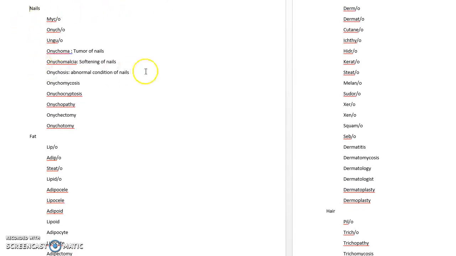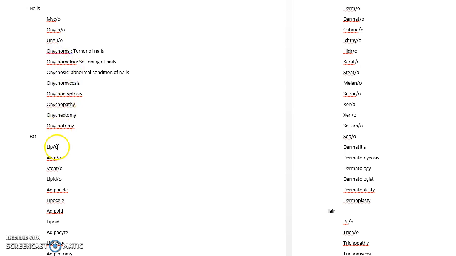I've kind of broken them down into categories, but this is pronounced myco, onycho, ungual, onychomalacia, onychosis, onychomycosis, onychocryptosis, onychopathy, onychectomy, onychotomy. So you can see there some of the suffixes like tomy there, right? Onycho is obviously the root here. Here's our combining form with the O. Cryptosis. So just again understanding prefixes, suffixes, root words, and how they go together.